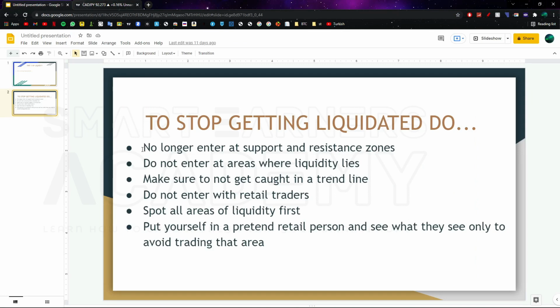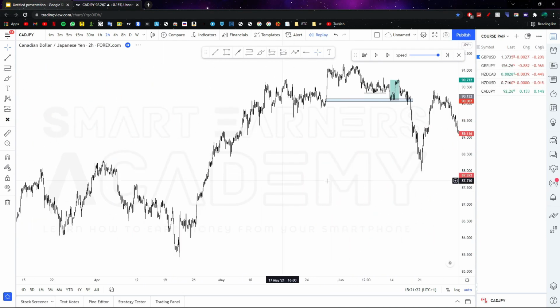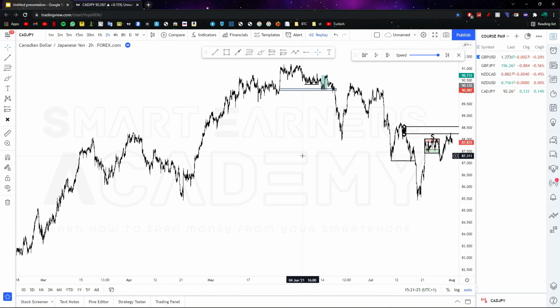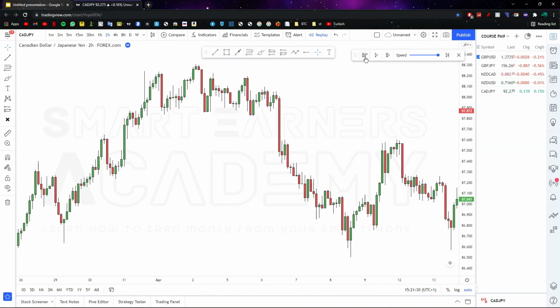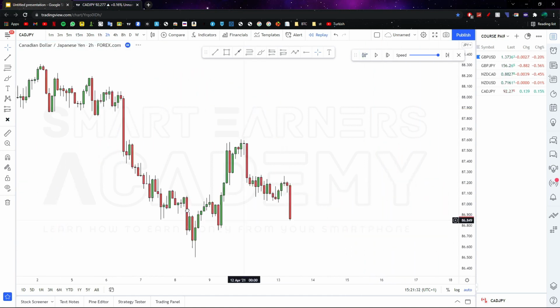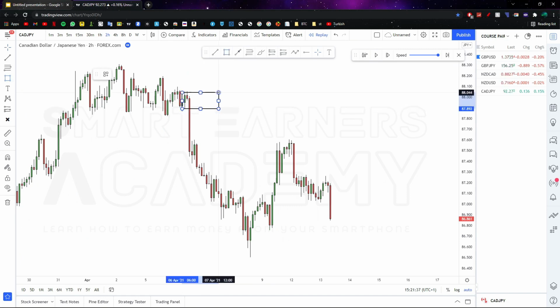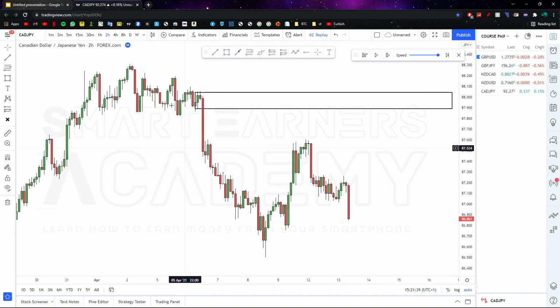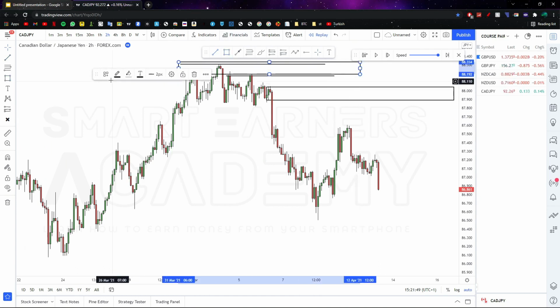Now let's move on. Is there anything else that we need to go over? Spot all areas of liquidity first. So what I mean by that is, let's say you're looking to enter from an area over here, right? So we'll just replay price to about here. Before I enter from here, I need to understand that above this area is a lot of liquidity, right? We've got support here, resistance there. We've got more resistance here. We've got this whole resistance zone, right?